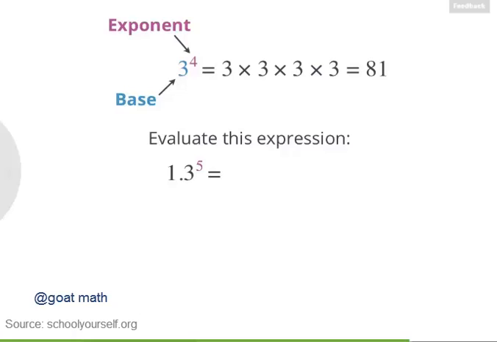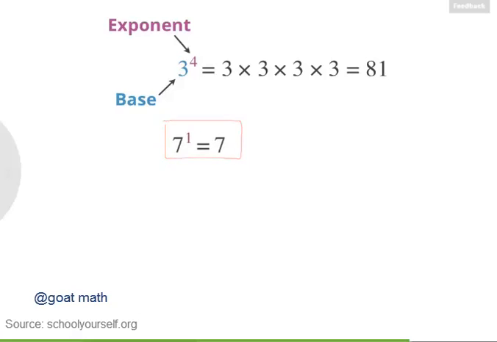Great, so 1.3 to the 5th power equals 3.71293. Now all the powers we've been looking at so far have been 2 or greater, but what's 7 to the 1st power? Well, that means we're multiplying together exactly 1 7, so that's it. 7 to the 1st power equals 7.